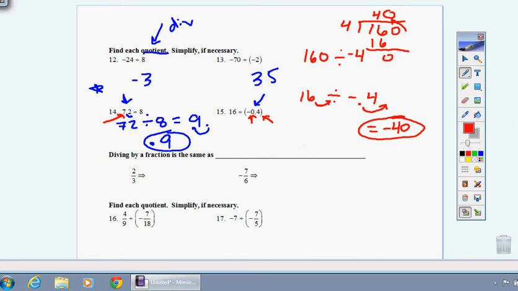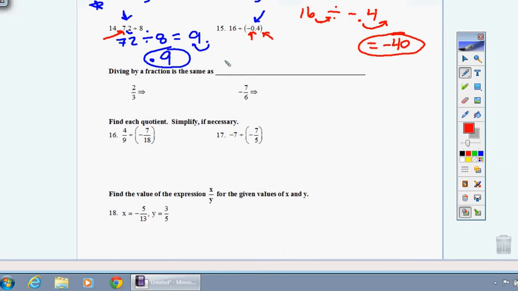Alright, so one thing that should help you a lot is this next sentence here. Dividing by a fraction is the same as multiplying by the reciprocal. Now what does the word reciprocal mean? The word reciprocal means you flip the fraction. So the reciprocal of 2/3 would be 3/2. The reciprocal of negative 7/6 would be negative 6/7.